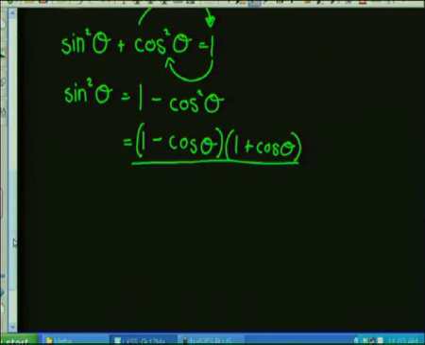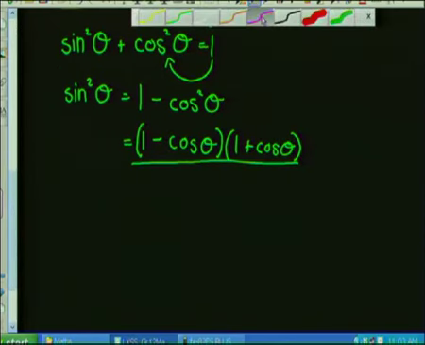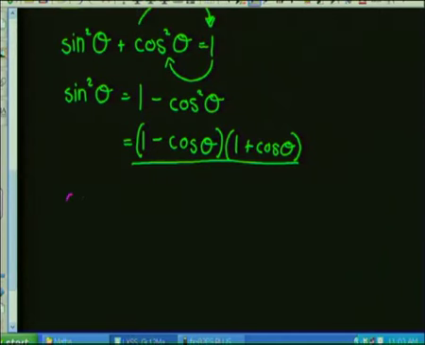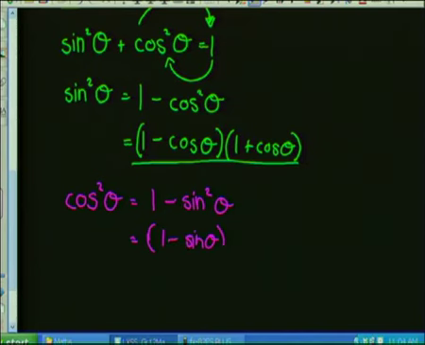In a similar way, and I'm just going to change color here so that you can see, if we make cos squared theta the subject of the formula, that will be equal to 1 minus sine squared theta, which is also the difference of two squares. So you would also get (1 minus sine theta)(1 plus sine theta).